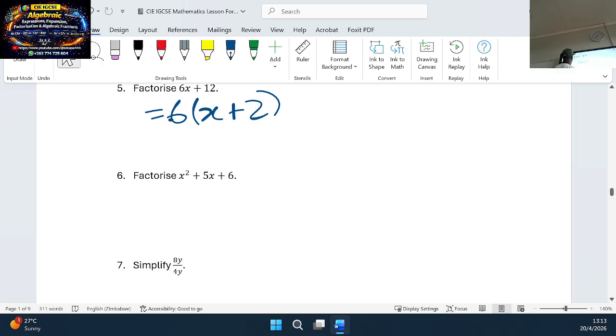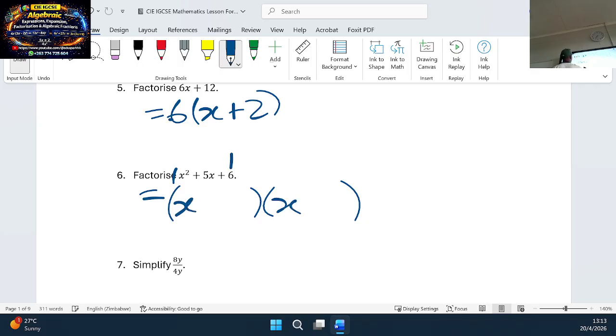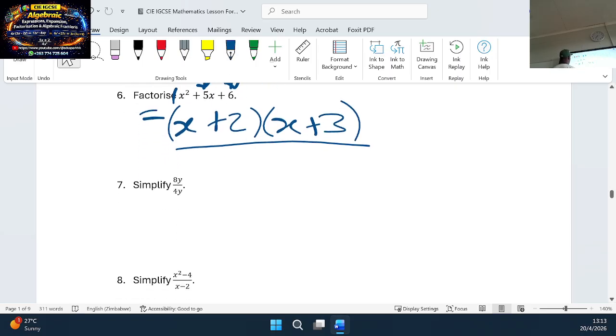Let's move next where we are factoring a quadratic. And in this quadratic, obviously we are going to build 2 brackets there. And the coefficient here is 1, so we have x and x. Then we are looking for 2 factors of 6 such that the sum is equal to 5. Those are going to be 2 and 3, and plus. Those are the factors.